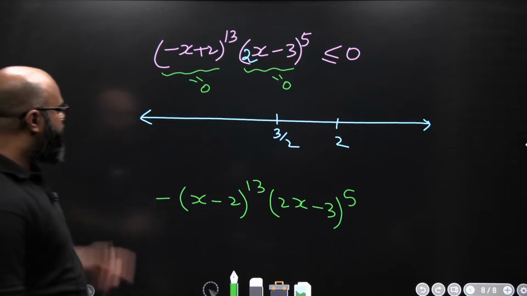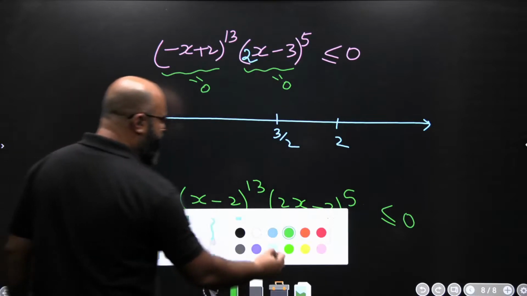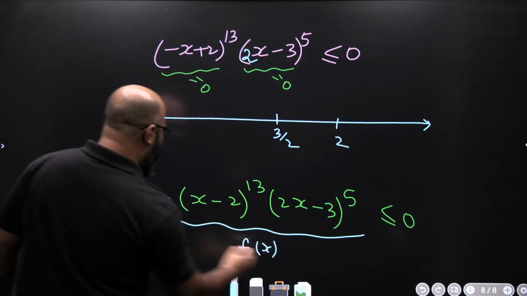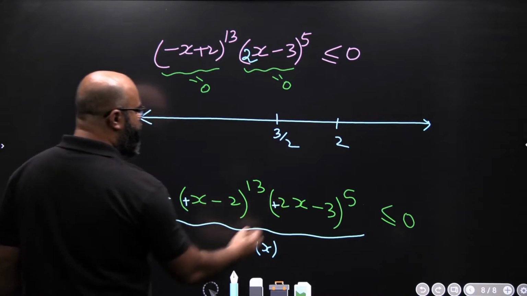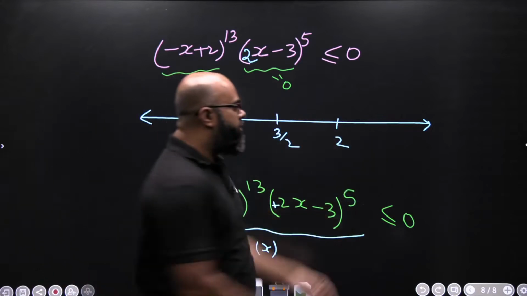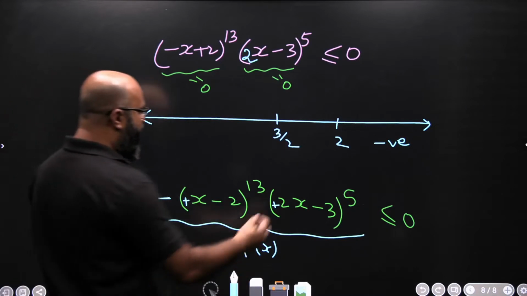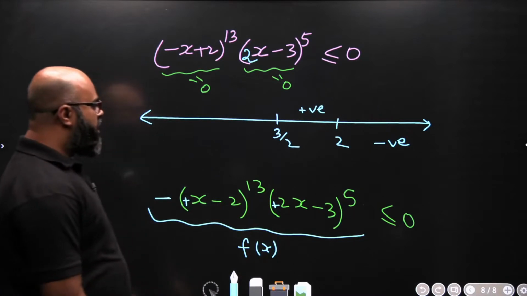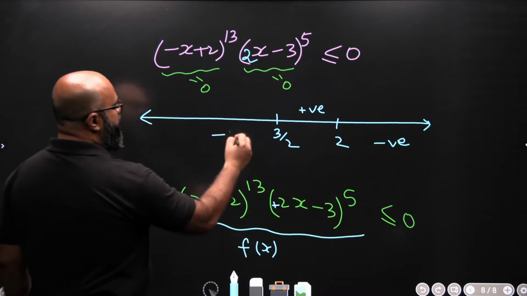Now if we take it like this, the question can be rewritten like this. It is less than or equal to 0, and our function for which we are making the sign scheme is this one. Now this function has a minus sign outside. If you make the coefficient of x positive here also, outside it is minus. So the overall value in the rightmost region will be negative because there is a minus sign outside. Then at 2, its power is odd, so it will become positive after changing the sign. Then again it is odd, 5, so it will again change the sign, negative.